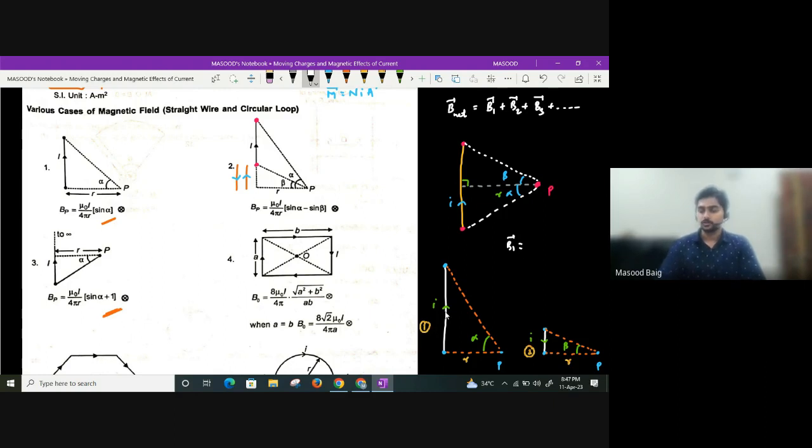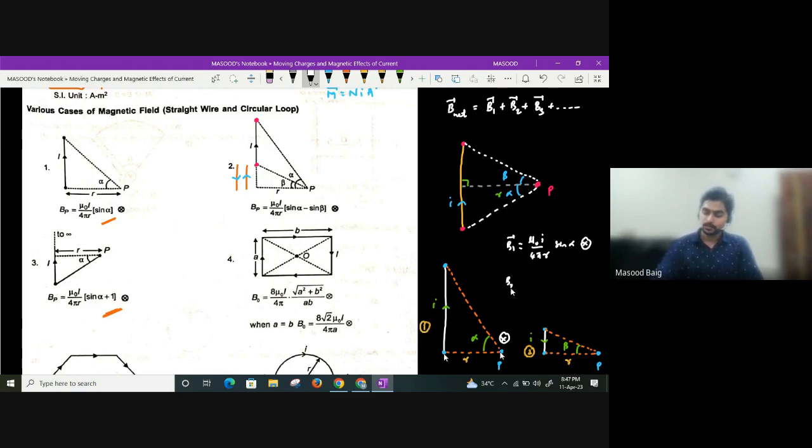Again, as you can see, it is mu naught I divided by 4 pi r, because the point where I want to calculate the magnetic field is exactly opposite to the other end. One angle will become 0, other angle will be alpha. So what are we going to get here? Sine alpha, let us say. What is the direction? Direction of current is upwards. So in the direction of current, place the thumb, tangent to the curl of the fingers. Where is it pointing, beta? Inwards. So here you are going to get inwards.